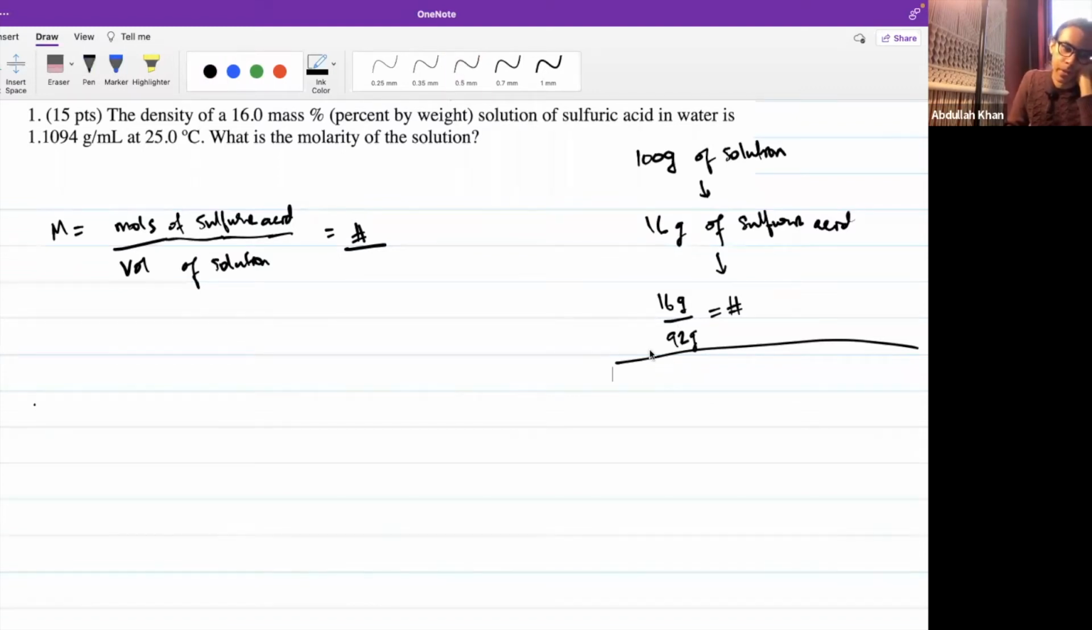What information am I using here? The density. Density, good, which is mass over volume. So I'm going to solve this for volume, which will give me mass over density. Awesome. What mass goes up here? Is it going to be 16? Is it going to be 100 minus 16? Or is it going to be 100?